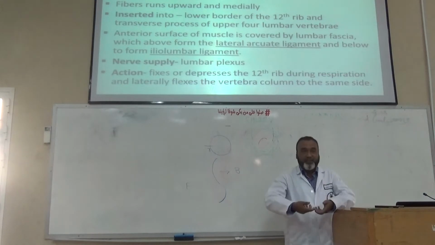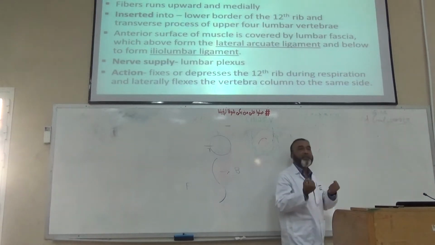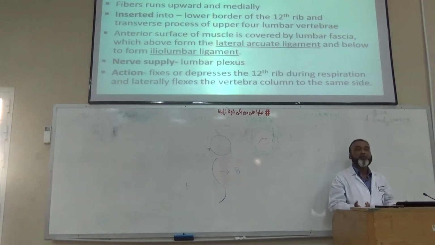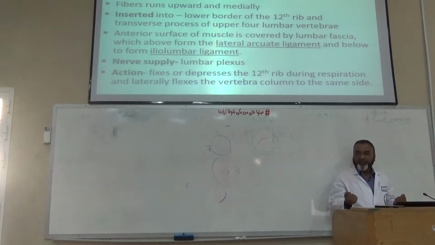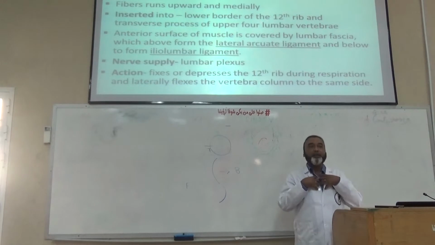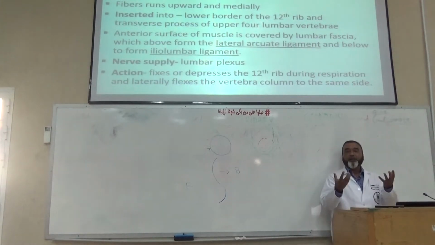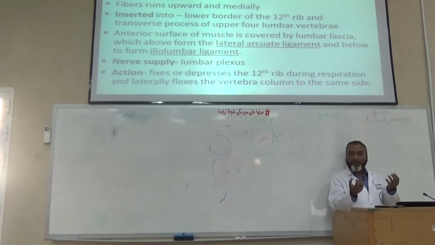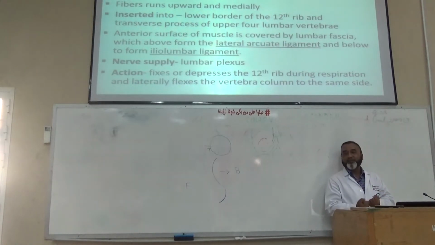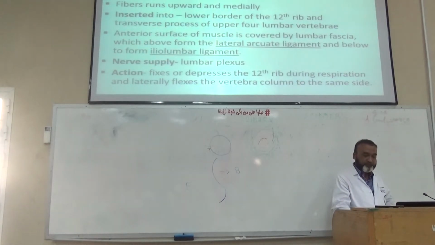Now, as it is going from below upward towards the 12th rib, it helps in fixing the 12th rib during the deep respiration. Okay? So, when you take the deep respiration, your rib cage is also moving, not only by the muscles of the intercostal, but also due to the action of the quadratus lumborum, which fixes the 12th rib during the process of deep respiration.